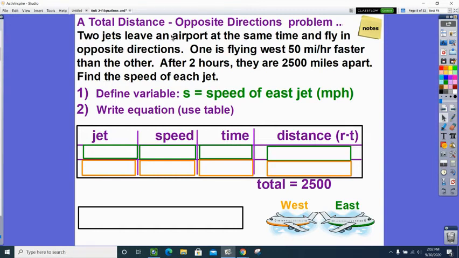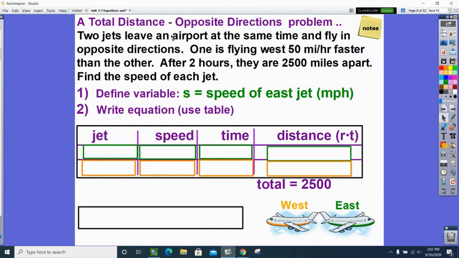So two jets are going to leave the airport at the same time. So you're sitting, let's say, at the Hartford Airport, Bradley, and you're waiting for your flight, and you see two planes, on two different runways, and they leave basically at the same time going in opposite directions. One of the planes is going to fly west, and that plane is going faster by 50 miles per hour than the other plane, which of course would be going east.